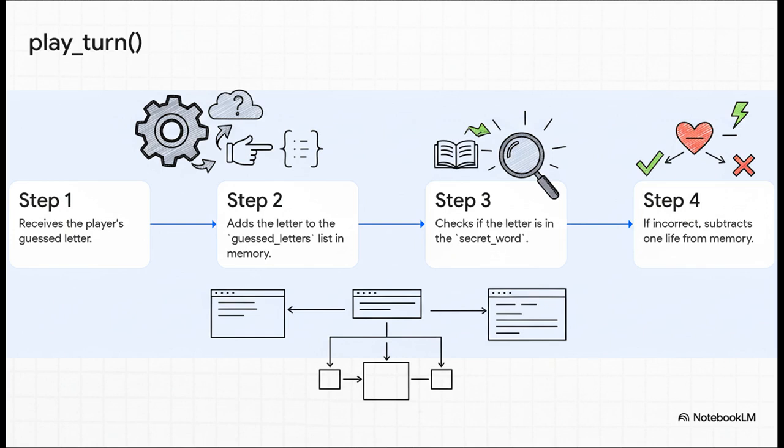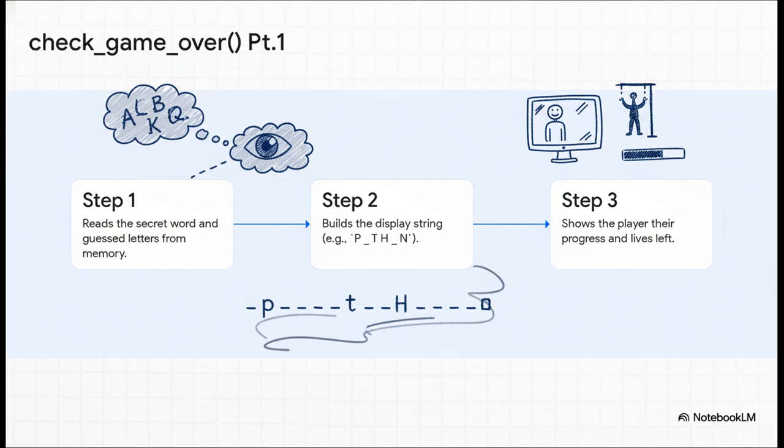If it's not, it subtracts a life. See what's happening? It's constantly talking to and updating that central memory. And our third worker is Check Game Over.